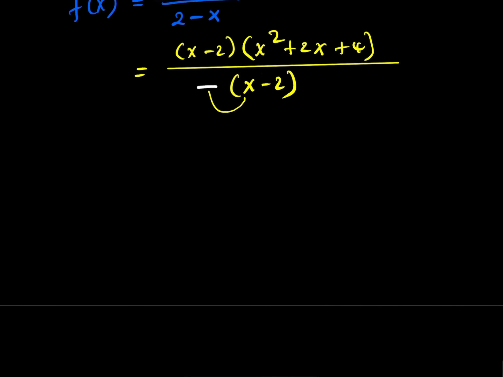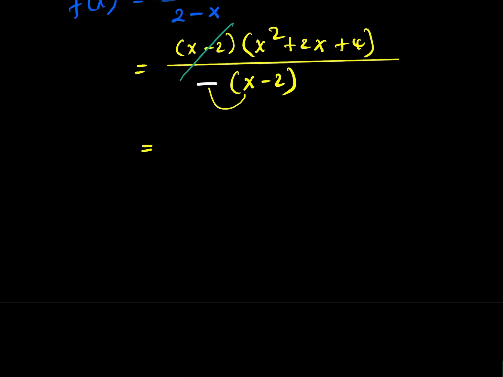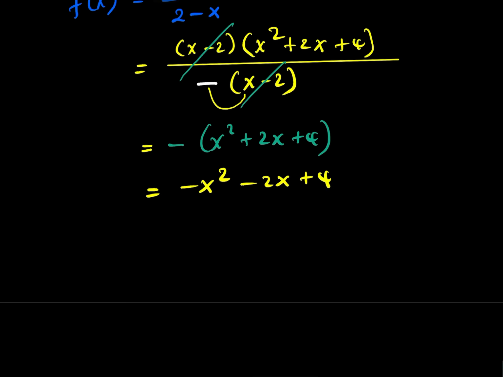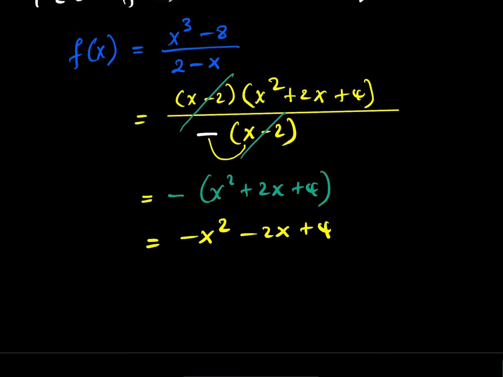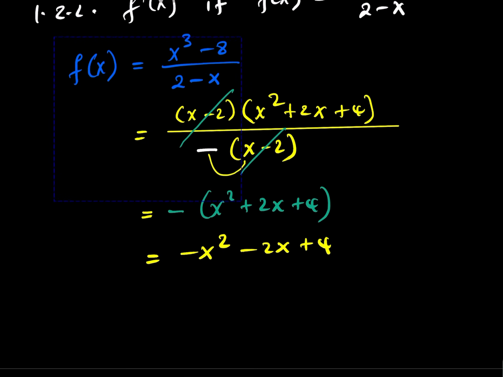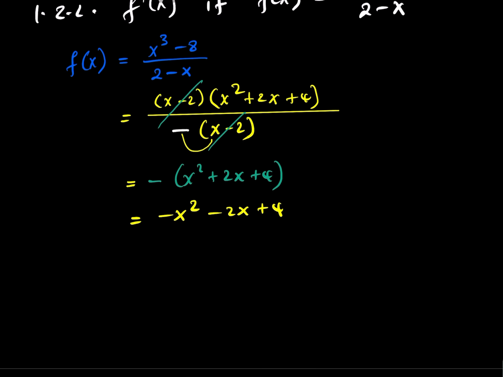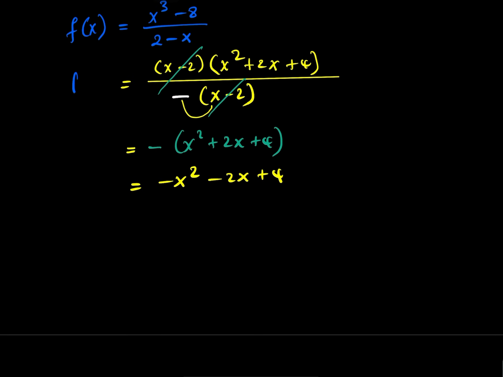But why are we doing this? It's because we want to simplify. So this cancels with this one. In essence, we are left with negative of x squared plus 2x plus 4. And as a result, we get our f at x, which is negative x squared, negative 2x, and then plus 4 there. It's extremely easy, one will imagine. So let me resize this for the benefit of space. So this is your f at x.